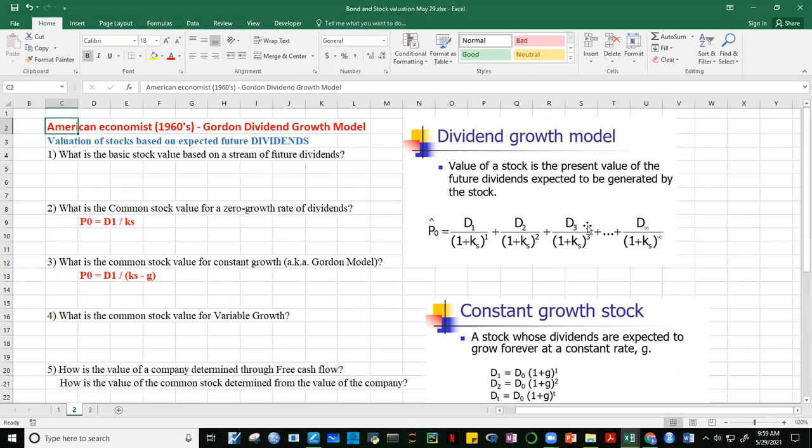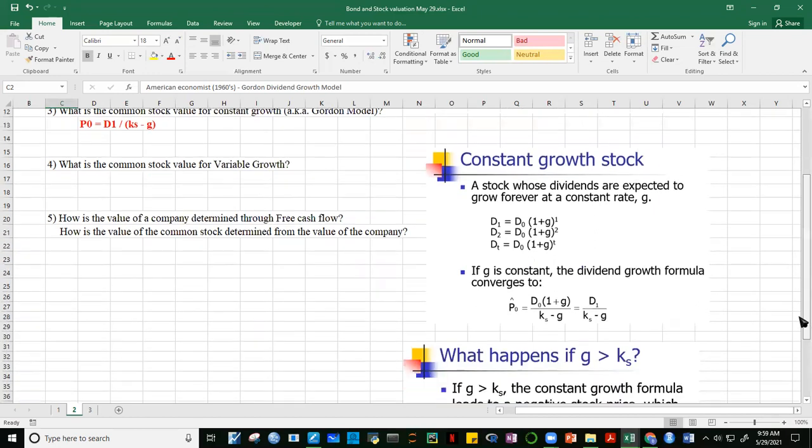So if the dividends are estimated, and if we know the required return, then we can compute for the present value. And if we add all of them, we can get the price of the stock. Okay. Now Gordon came up with this model.